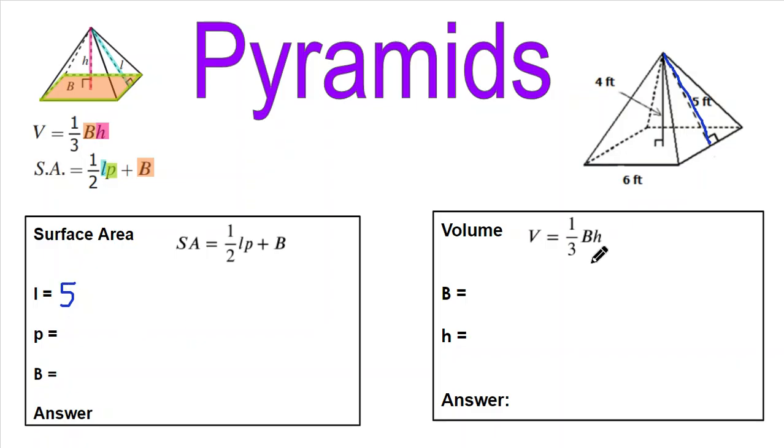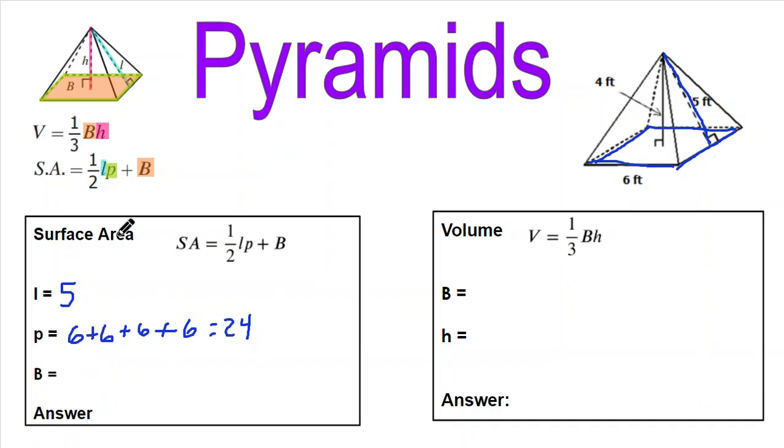P is my perimeter. Well, the base of a pyramid is a square, so I know that all these sides are the same. To find my perimeter, I'm going to add up all those sides. So it'd be 6 plus 6 plus 6 plus 6, and if I add all those up, I get 24.